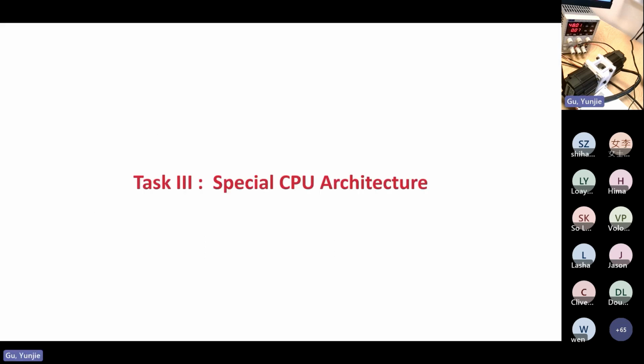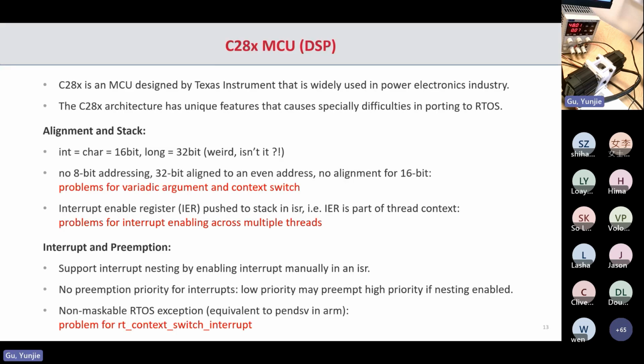So this is the second challenge, and the third one is about the special CPU architecture. For example, the C28, which I mentioned, is a very weird device. The first problem is about the alignment of the address. For 16-bit variables, there is no alignment. There is only alignment for 32-bit, and this causes huge trouble for us in porting.